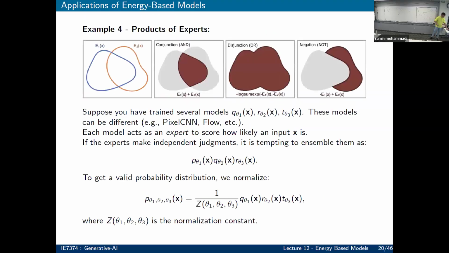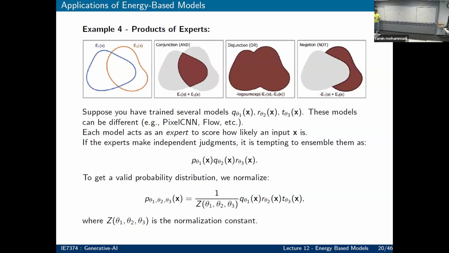Now, another example is a product of experts, when you have a series of expert models and you want to combine them. There are a couple of ways you can combine expert models. It could be the AND concept, and it could be the OR concept. So it's going to be conjunction, disjunction, negation. There are these three ways that you can combine them.